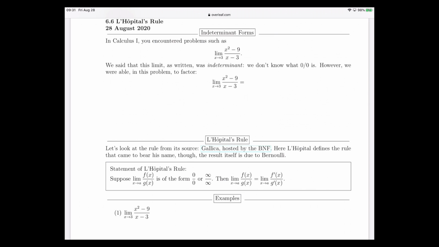This limit is what we call indeterminate, because if I just plugged 3 into it, what would I get? I'd get 0 on the top and 0 on the bottom. What is 0 divided by 0? It's worse than undefined. It's indeterminate. Now, what's the difference? So pick a number from high school. Okay, so pick a number.